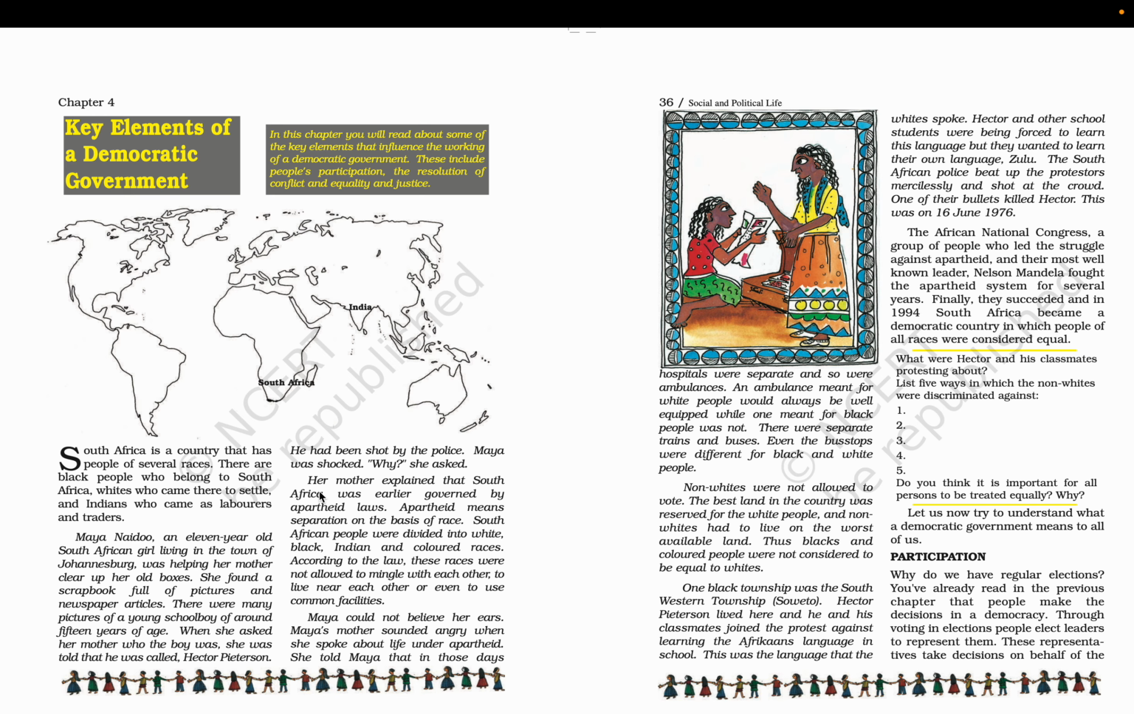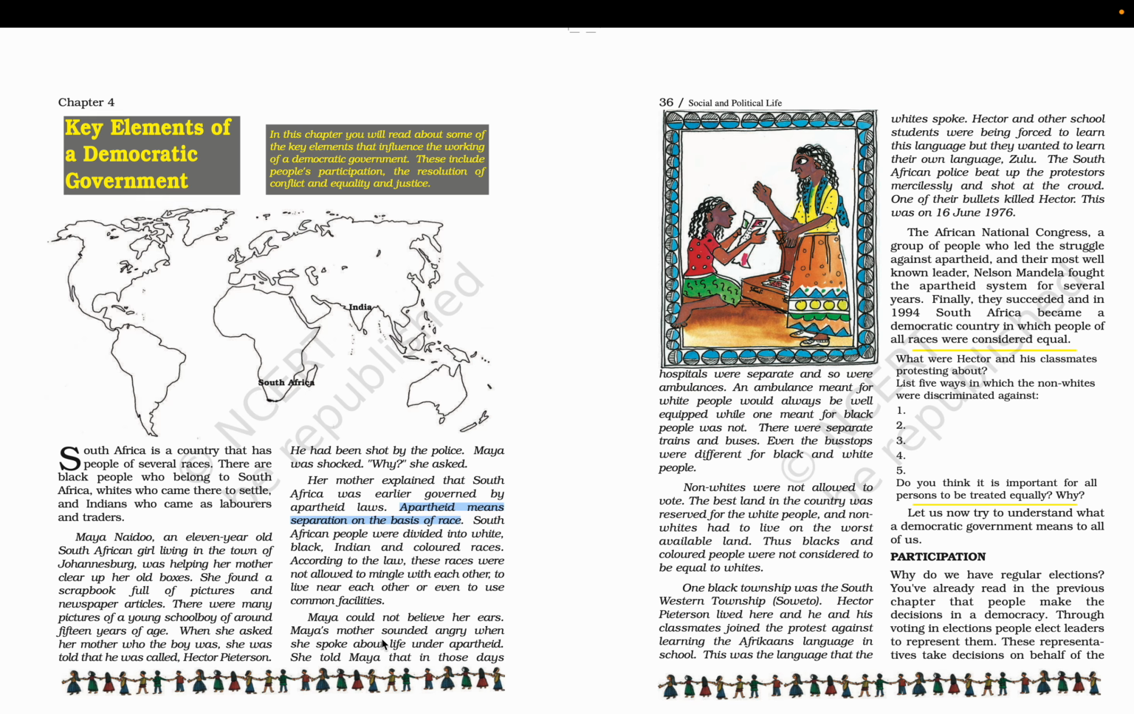Her mother explained that South Africa was earlier governed by apartheid laws. Apartheid, which means separation on the basis of race. South African people were divided into white, black, Indian, and colored races. According to the law, these races were not allowed to mingle with each other, to live near each other, or even to use common facilities. Maya could not believe her ears.